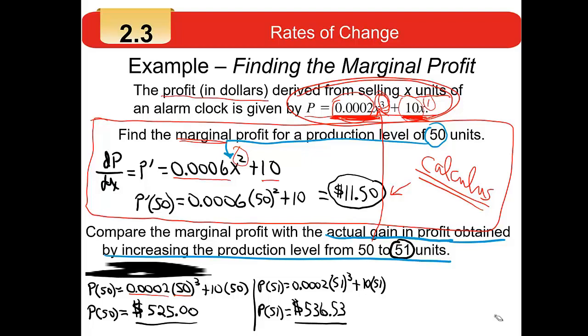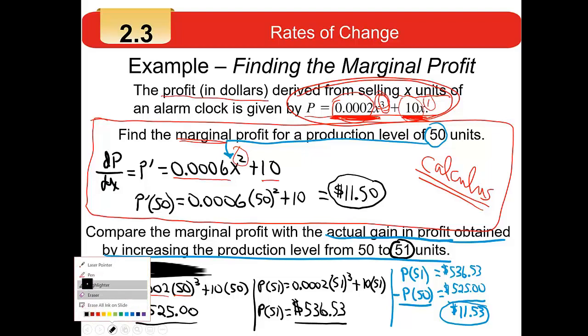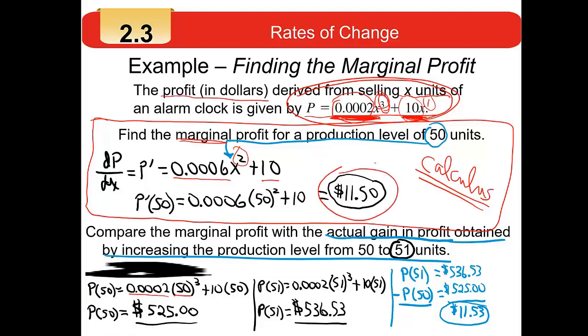So it's asking us to find the actual gain in going from 50 to 51. Well, we know how much profit you get from 50. We know how much profit you get from 51. So the difference in those two values is the amount you would get by producing that 51st unit. In other words, you're sitting at 50, you go up to 51, you'll make an extra $11.53. And now maybe you can see better what I'm saying. You're getting an approximation when you use the derivative. $11.50 is about what you would expect if you actually went up from 50 to 51. In reality, it'd be $11.53.